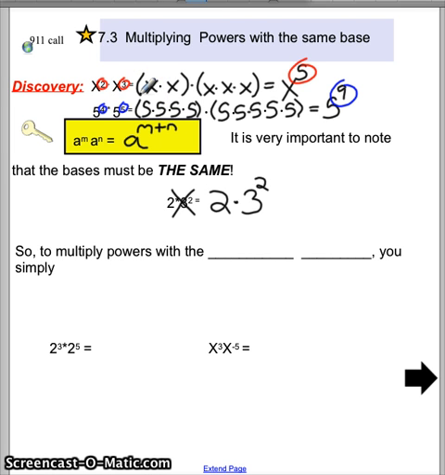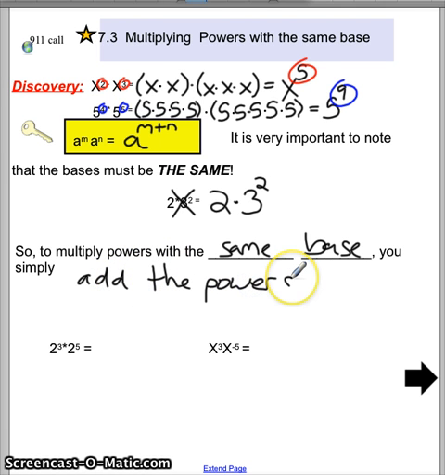So when you multiply powers with the same base, you simply add the powers. All right? So that's going to be the main point of today. When you are multiplying two things with the same base, all you have to do is add the exponents together, add the powers together.